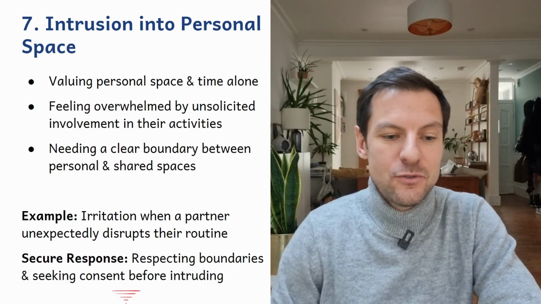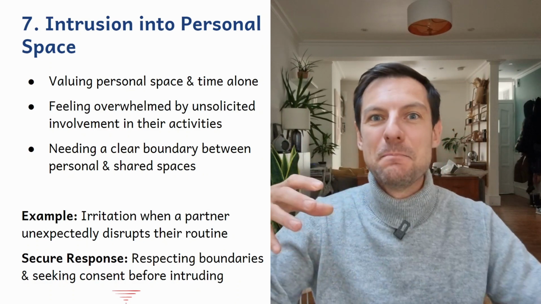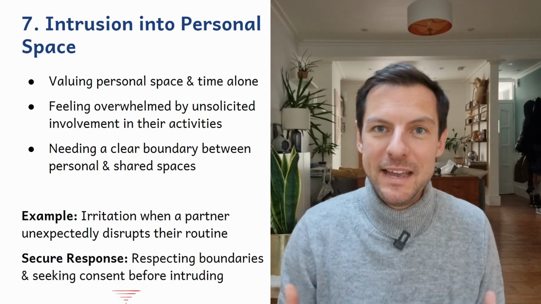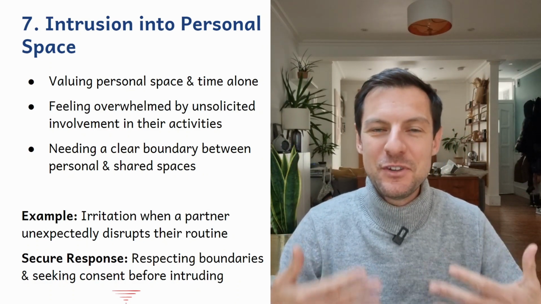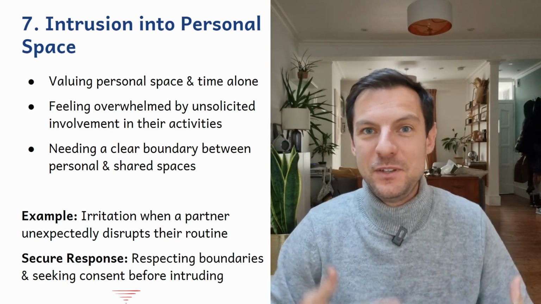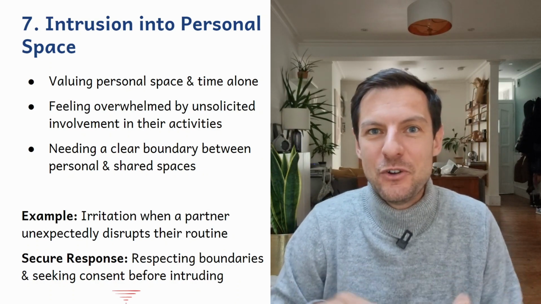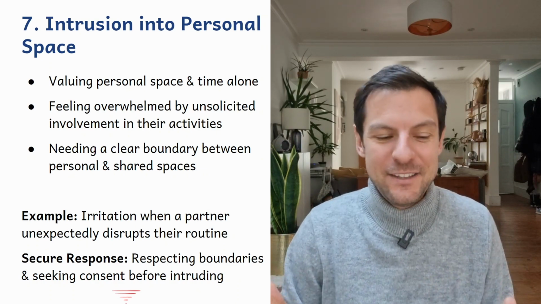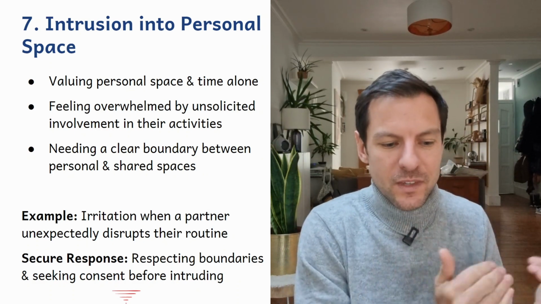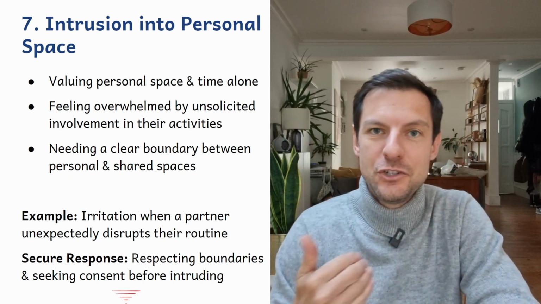Seventh one is intrusion in their personal space. My space, my safe space, my castle. I usually use the image of a castle because that's how it feels to be an avoidant. This is my safe space. I don't want anyone to enter unless I open the gate of my castle. And so it's very important to have clear boundaries between personal and shared space.